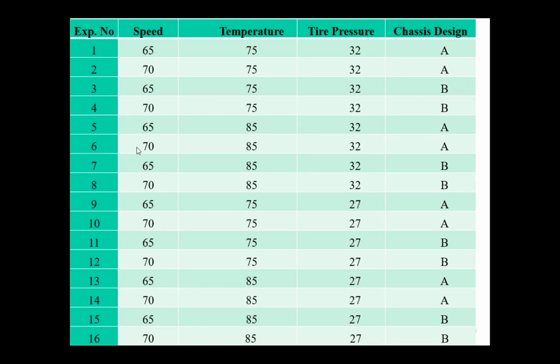Coming on to experiment number 5 and 6, the temperature gets varied. Instead of 75, I am going to have 85. So I am going to change the temperature and set it to level 2, and again I am going to vary the speed as 65 and 70. Similarly, you can see all the 16 combinations.